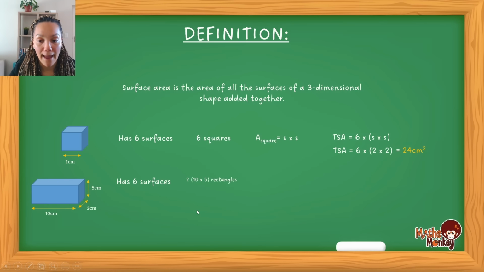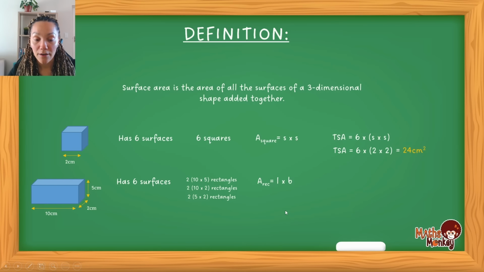So if you were to calculate the surface area of this, I'm going to calculate the surface area of the front part, which is 10 multiplied by 5. This is a rectangle, right? And the area of a rectangle is length times breadth. So I've got 10 multiplied by 5, and I've got 2 of them. So that's why I multiplied by 2. Again, take note, I'm calculating the areas of all the surfaces. Then I've also got 2 rectangles that are 10 by 2. So this is the bottom and the top one. And then I've got 2 rectangles that are 5 by 2.